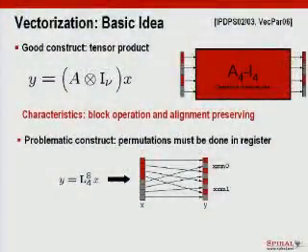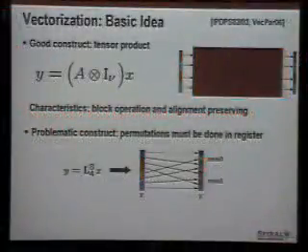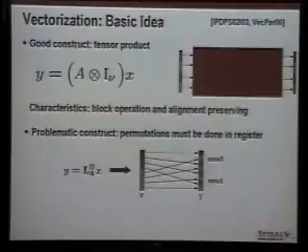Now there is again a problematic construct, which is again a stride permutation. And here the problem is if you have a red register and a gray register, and you want to permute the data that way, then data has to cross the register boundary, and you need to figure out how to do that, and you need to know the right shuffle instructions for that.